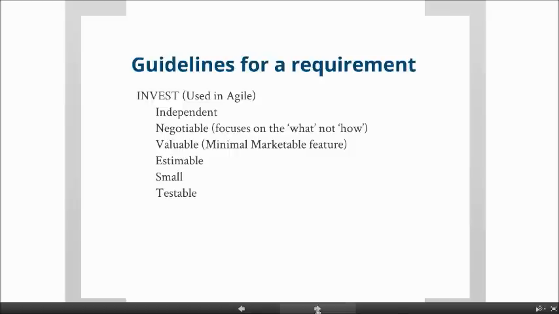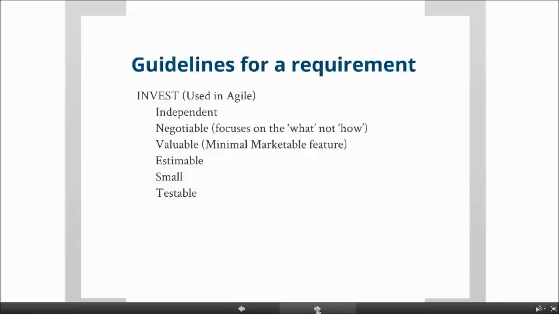And small simply means that this user story or this requirement can be delivered inside of a sprint. I like to work with 3-week sprints, so if we have a 3-week sprint and we're looking at the user story, I'm looking for the developers to tell me that they can deliver this story within 3 weeks.